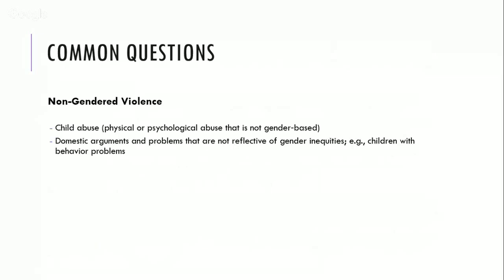It also comes up sometimes that there's non-gendered violence that's reported. For example, child abuse that's not gender-based, or domestic arguments that are not reflective of gender inequities. For example, couples arguing about children that have behavior problems. So it's important to ask yourself if this is actually gender-based violence as well.